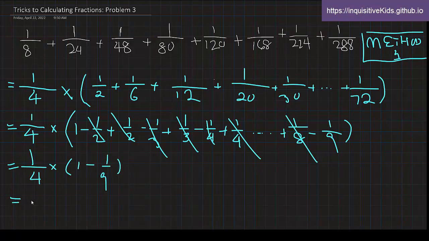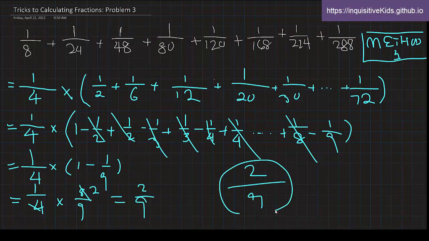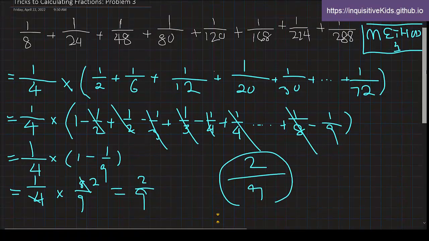So 1 minus 1/9 is 8/9. 1/4 times 8/9, we can simplify. The 4 is canceled out with 8. 8 has a 2 left. So our final answer is 2/9. This is our final answer. But again, this is only our first method. What's another method?